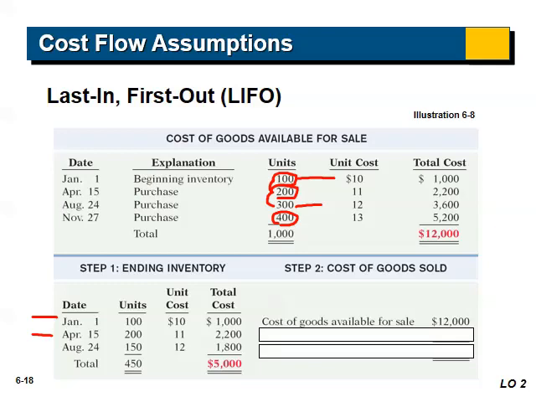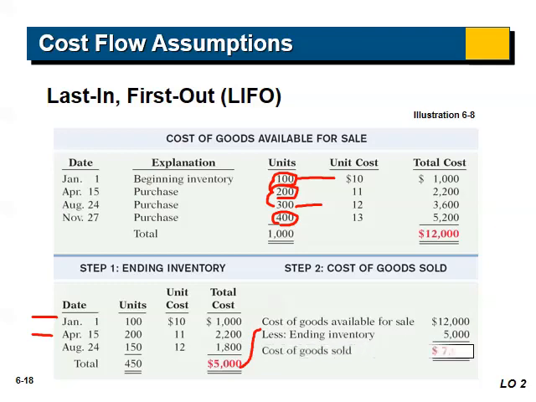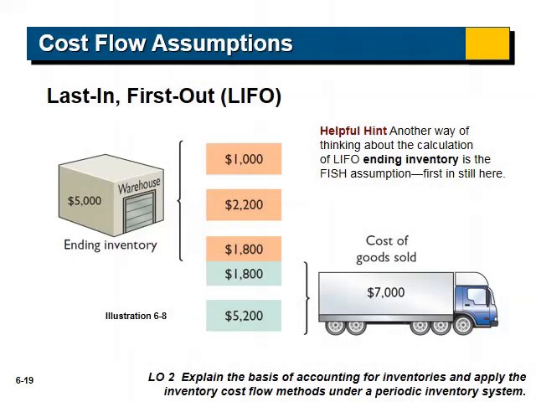Now, to get our cost of goods sold, we take the cost of goods available for sale less ending inventory, and that's going to give us our cost of goods sold, 700. Last in, first out. The last in, so we're selling the last ones first, and the first ones in are still here. So we work our way down from the top. Another way to think of last in, first out: that's which ones are sold. So which ones are still on hand? First in, still here, or FISH.